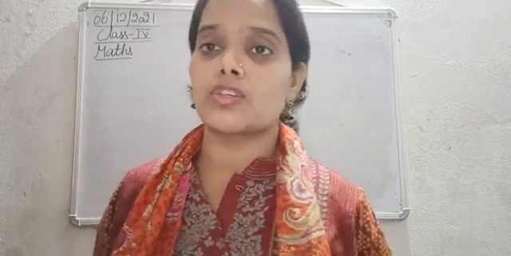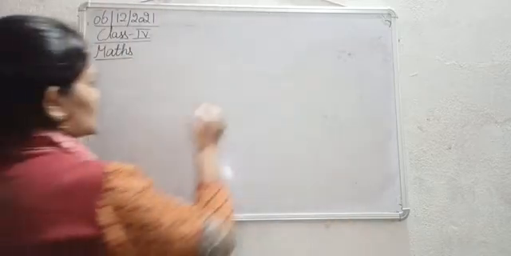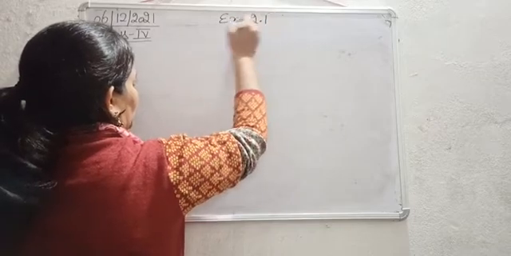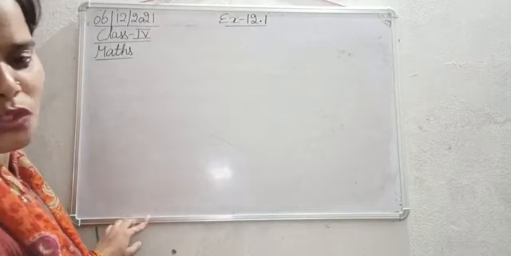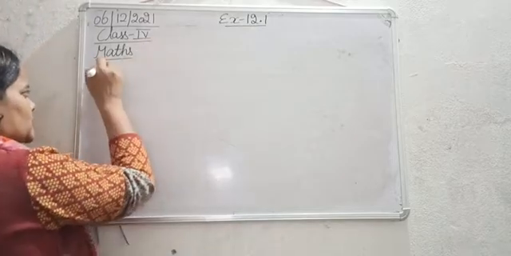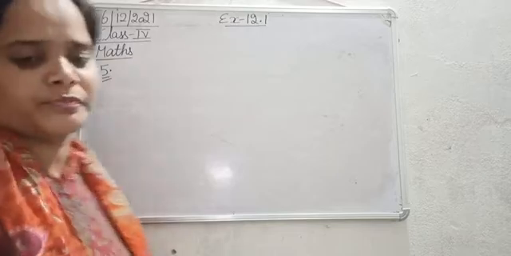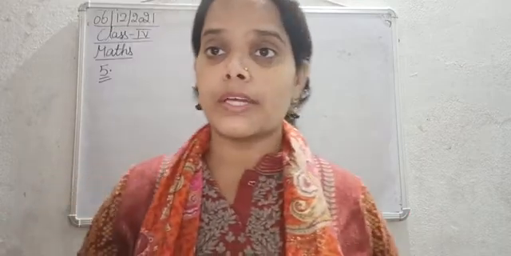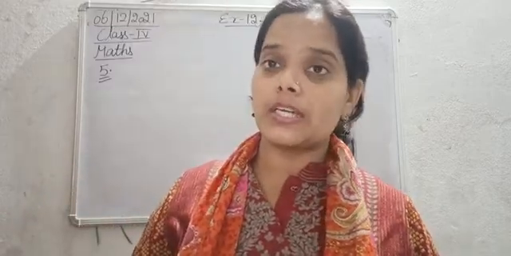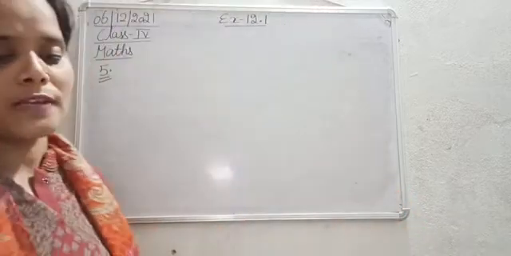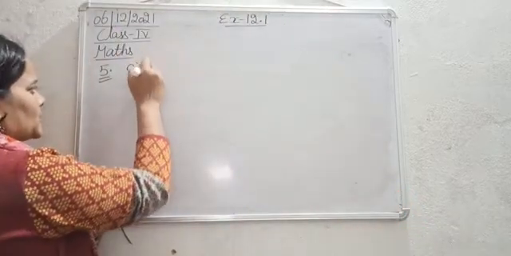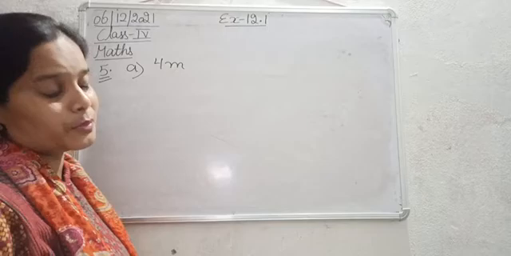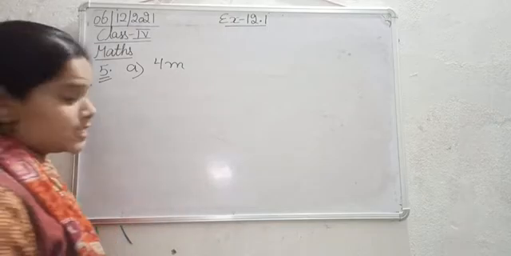So first of all, let's write the topic here, that is exercise 12.1. The question number is 5. Convert into decimeters. So this is the question, that is to convert into decimeter. So how can we convert? Let's see. The A part is 4 meter. So we have to convert it into decimeter.